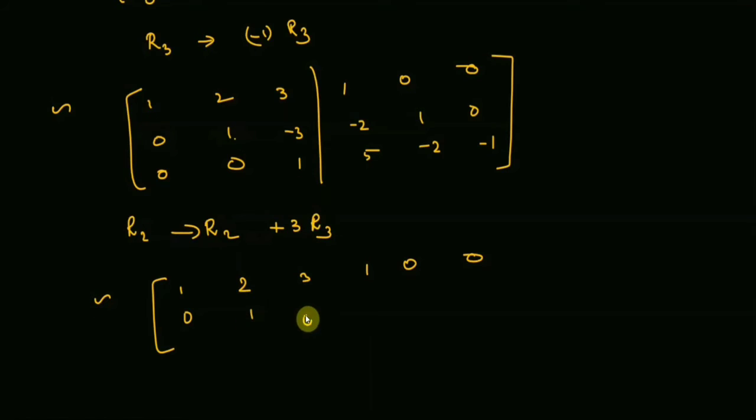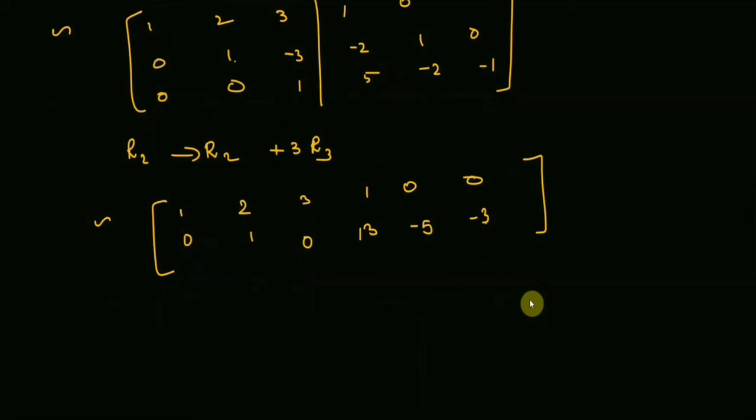This will become 0. You are multiplying this by 3. So 15 minus 2 plus 15. That will give you 13. Then you are multiplying this by 3. So minus 6. 1 minus 6 will give you minus 5. You are multiplying this by 3. So 0, that is minus 3. Then third row you are not changing. So third row as it is 0, 0, 1, 5, minus 2, minus 1.